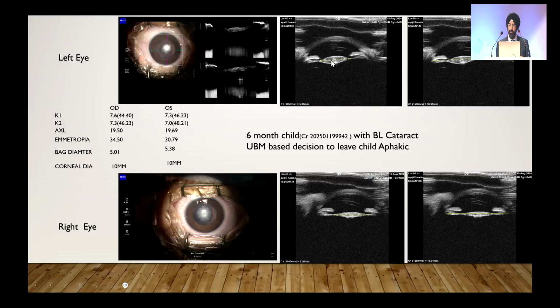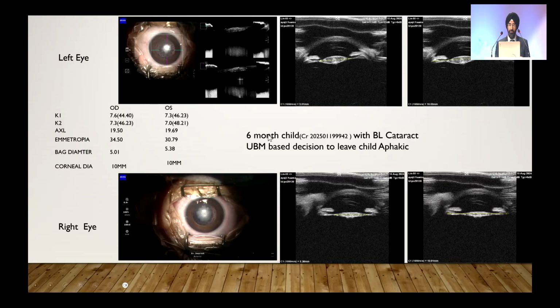But when you did the UBM, you can see how small the bag is. It's just about maybe 6 millimeters, 5.7 to 6 millimeters in both the eyes. This is one eye, and this is the other eye. So this is the UBM measurements we had, and this helped us to plan our IOL, and leave the child aphakic rather than go and implant the IOL.